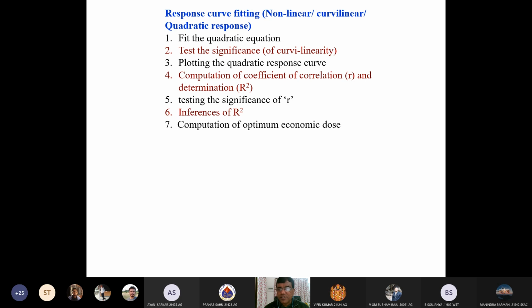Remember, it is a linear correlation coefficient, so we need to linearize our equation. From the quadratic form to linear form, we need to convert. Then we will see some inferences, some conclusions. What does it all mean? And finally, if our equation is significant, if it is quadratic, we will see how we can compute the optimum economic dose of the fertilizer. So we will go step by step. I mentioned all the steps here so that you can make a story out of it.